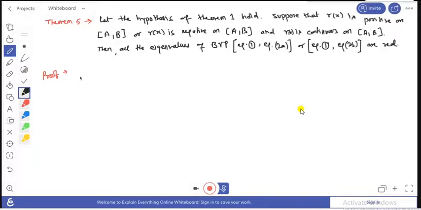Okay, so if we start with this lambda, that is the eigenvalue, and suppose this is not real, so we can take this in the complex form.